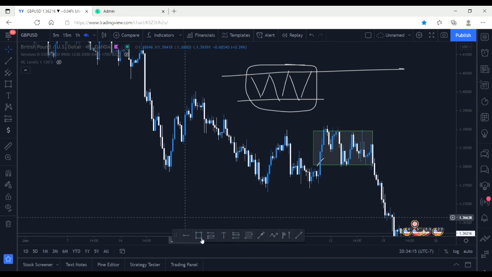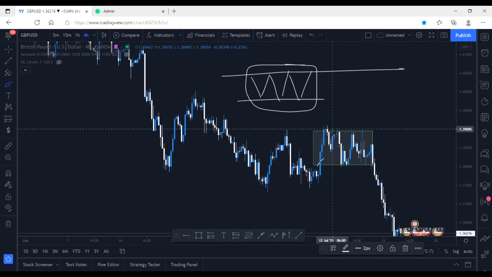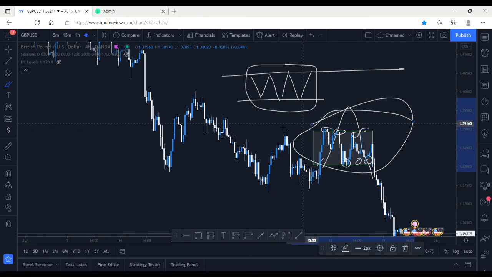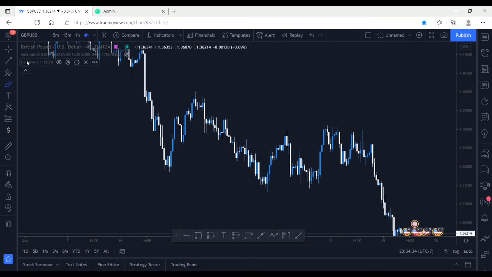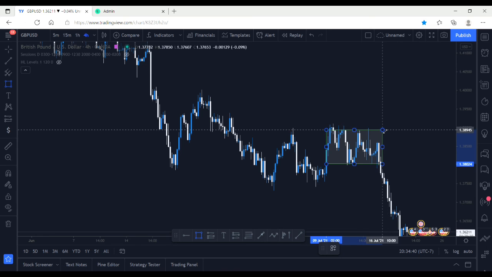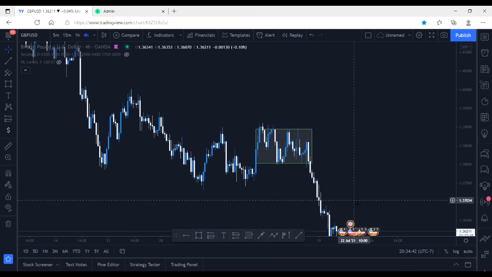As you can see, it's making similar highs and similar lows. It's not going anywhere, it's not going up, it's not going down, it's staying within the same zone. So usually for this kind of stuff, it's a lot harder to trade compared to uptrends or downtrends.